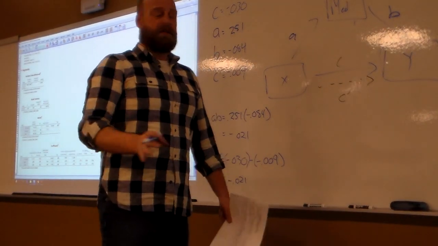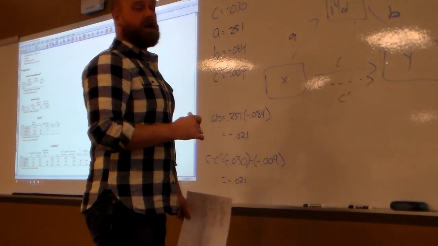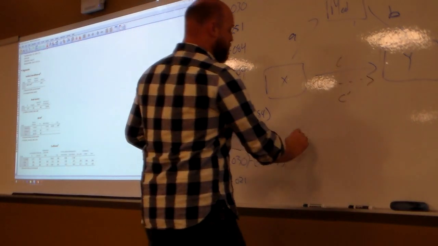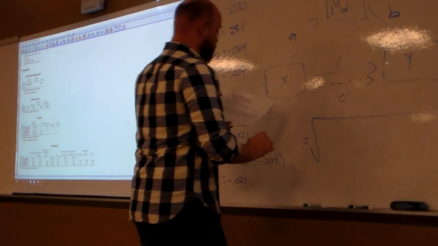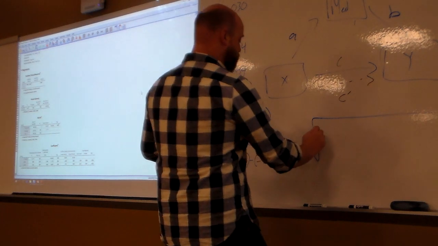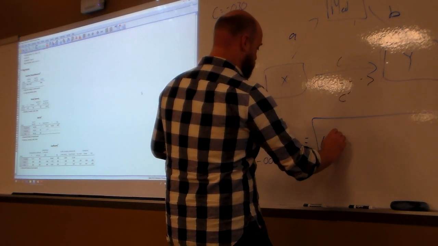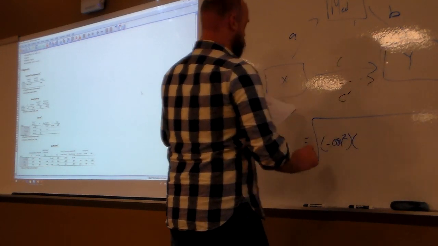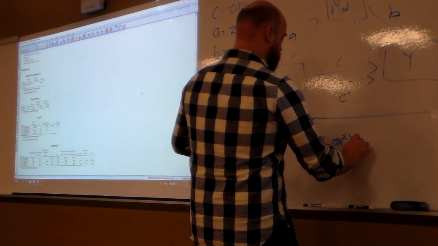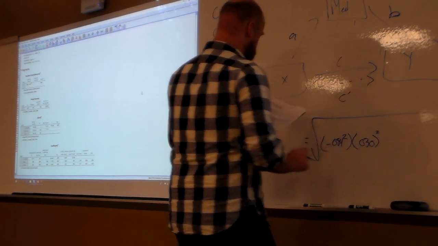That's a lot of stuff. But luckily, SPSS is giving all this to us within the context of our output. So we're going to see the square root of negative 0.084 squared times 0.030 squared, right?